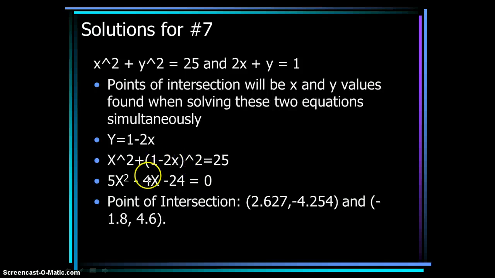Foiling this out, I get 5x squared minus 4x minus 24 equals 0. Now you have to use the quadratic formula, which, if you forgot, is negative b plus or minus the square root of b squared minus 4ac, all over 2a. To solve for this, you will find out that there are 2 roots, or 2 values of x that make that equation equal to 0. The first one being 2.627, and to find the y coordinate of that, I go into either one of these equations because they have to be the same, and I find out the y coordinate is negative 4.2454. The other value of x is negative 1.8, and its y coordinate is 4.6.